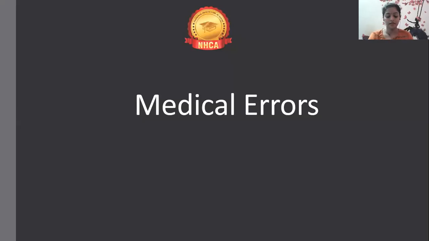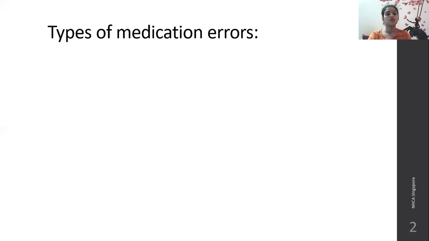Medical errors in nursing. So we'll discuss the different types of medical errors. Prescribing errors, for example, selecting the wrong drug or a drug which your patient may be allergic to. Additionally, providing the drug in the wrong dose, wrong route, wrong form, wrong quantity, etc. Those are examples of prescribing error.